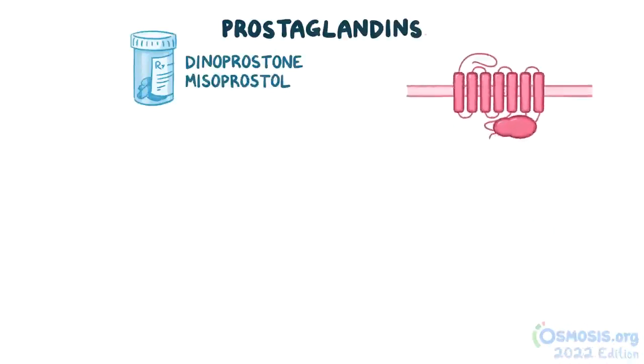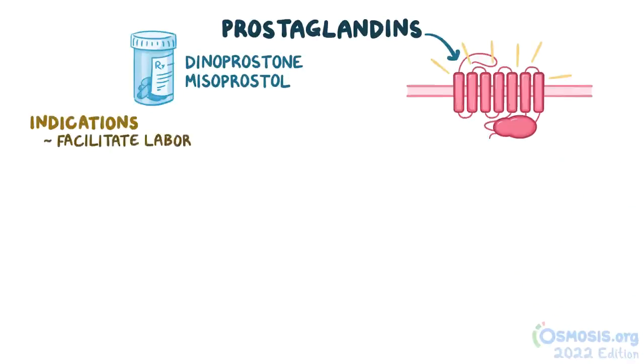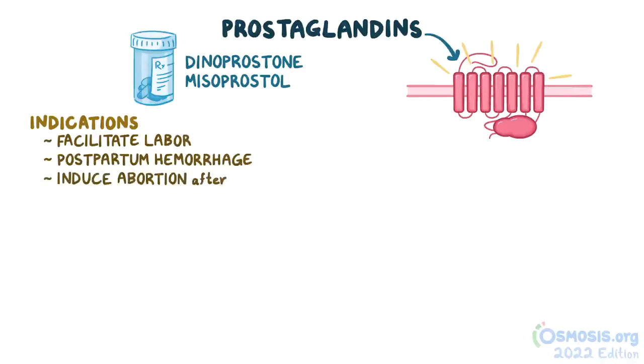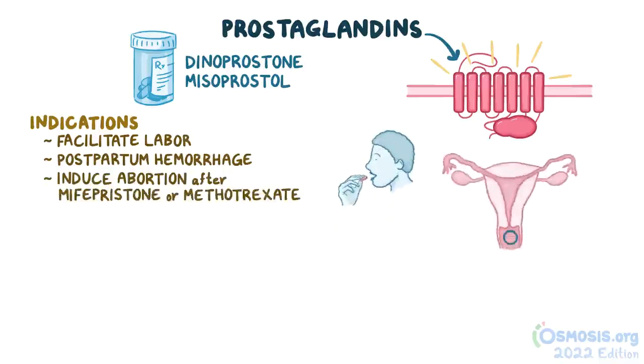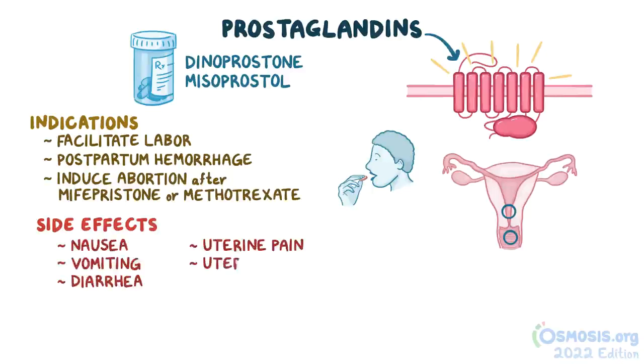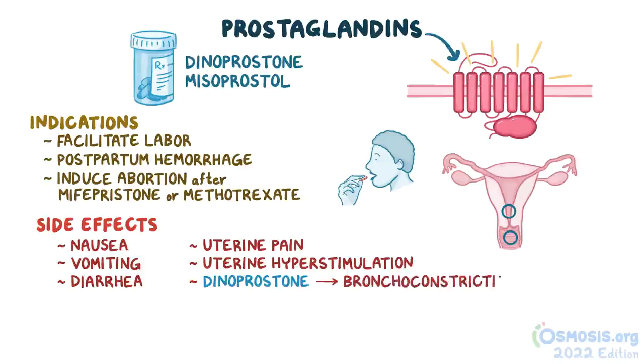They exert their actions by stimulating GQ protein-coupled receptors, just like oxytocin. They're also used to facilitate labor and to prevent or treat postpartum hemorrhage. But dinoprostone and misoprostol are also indicated to induce abortion after the administration of mifepristone or methotrexate. They can be administered orally, vaginally, or intracervically. Some side effects include nausea, vomiting, and diarrhea, as well as uterine pain and uterine hyperstimulation. Finally, dinoprostone causes bronchoconstriction, so it's contraindicated in patients with asthma.